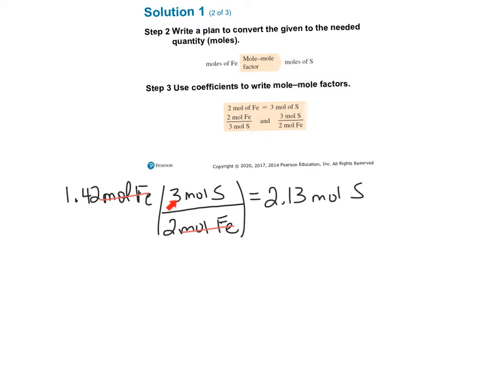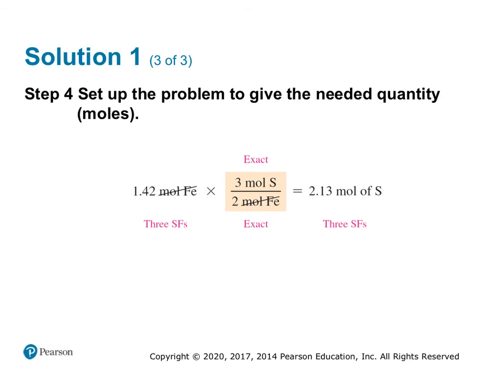Because these are coefficients from the balanced equation, they are exact quantities, so they do not affect the significant figures. Going back to our original number, 1.42, 3 significant figures, our answer should have 3 significant figures as well. So, again, 3 significant figures in our original problem and 3 significant figures in our answer.